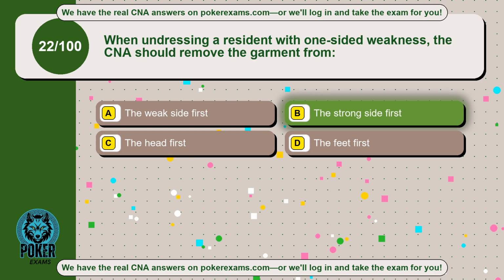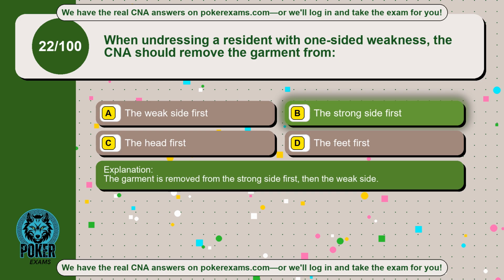The correct answer is option B, the strong side first. The garment is removed from the strong side first, then the weak side.